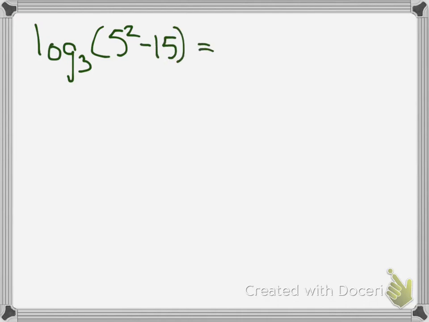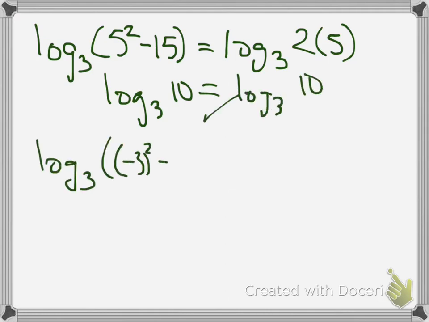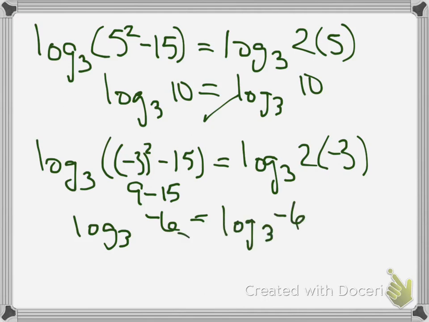Let's check the work. So I put the 5 into the x of the original equation, and I get log base 3 of 10, which there is a way for me to find. So yes, that checks. Put in the negative 3, and notice how I'm making sure they're in parentheses, and I get log base 3 of negative 6 equals log base 3 of negative 6. That is not possible. So again, my answer here is only x equals 5.